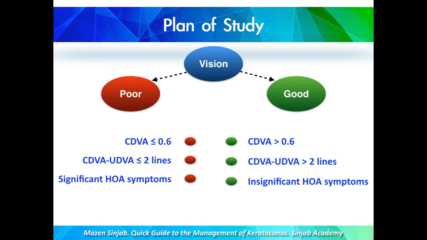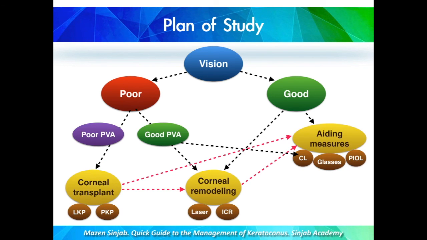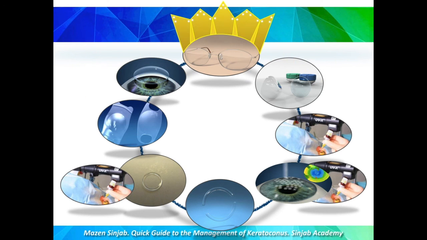After that, we have to classify the case into good vision or poor vision according to these criteria. Then we move to this flow chart in order to know which path I have to follow. But remember, and remember, and remember that the queen of the options is glasses, and contact lenses are its prime minister.